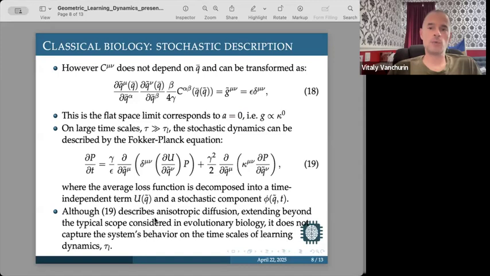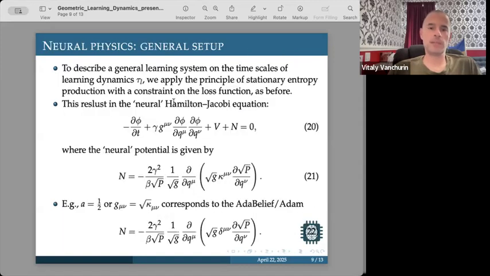Okay, so now let's move on. We've already considered two limits, but let's be more general. Let's see what happens in general.